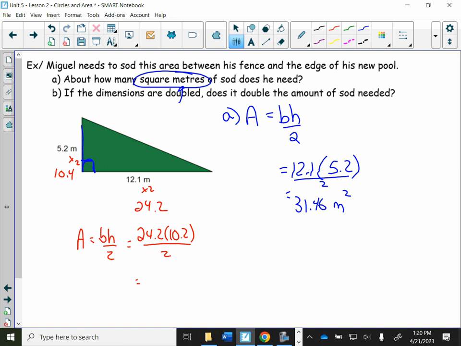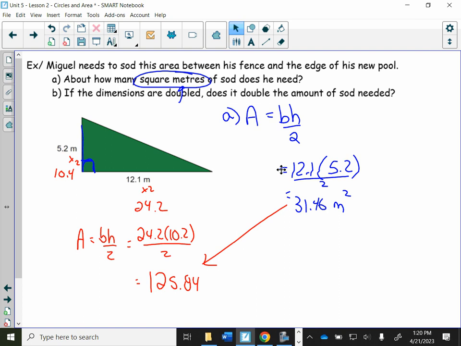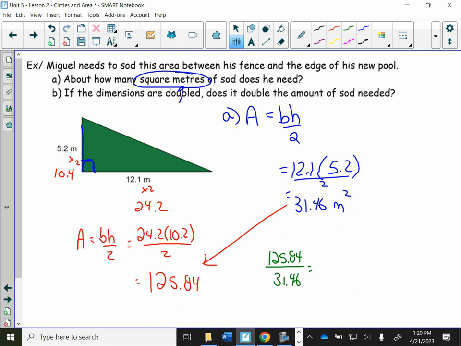Does it actually double how much sod we need? I got 125.84. Well, that's definitely not doubled. That's not times 2. What is it? Well, if we take the 125.84 and divide it by our 31.46, it turns out it's actually 4 times as big. Now, why does that make sense?